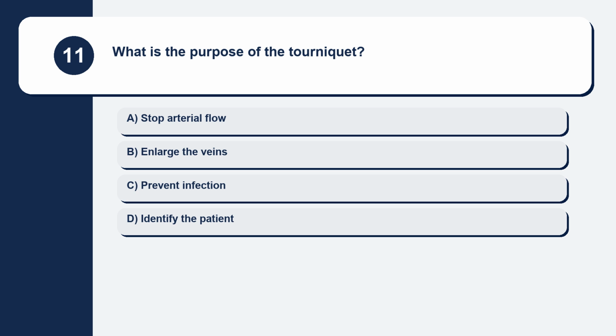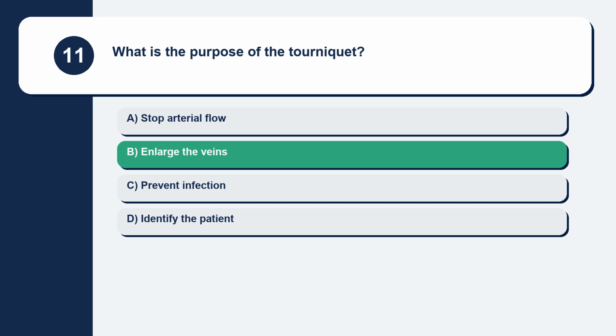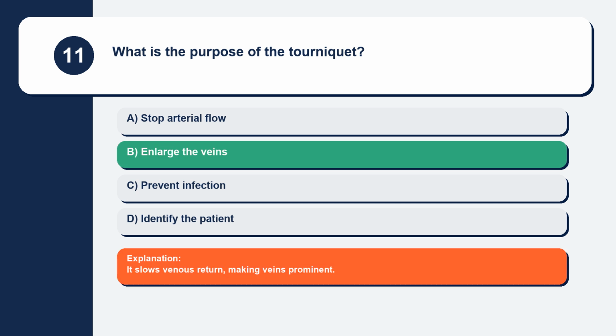Question 11. What is the purpose of the tourniquet? Stop arterial flow, enlarge the veins, prevent infection, identify the patient. It slows venous return, making veins prominent.